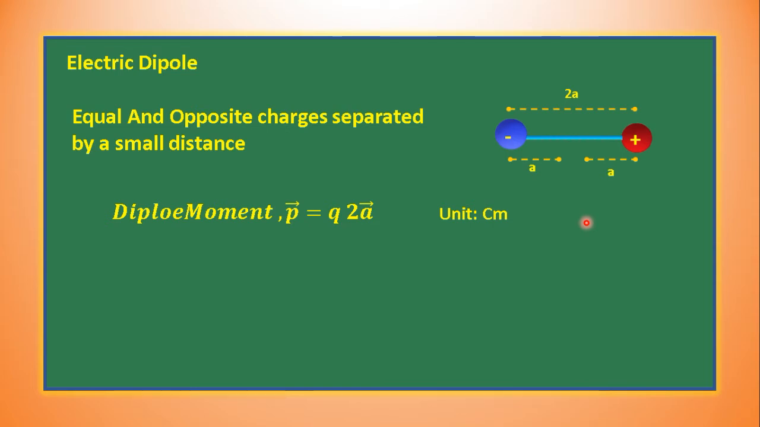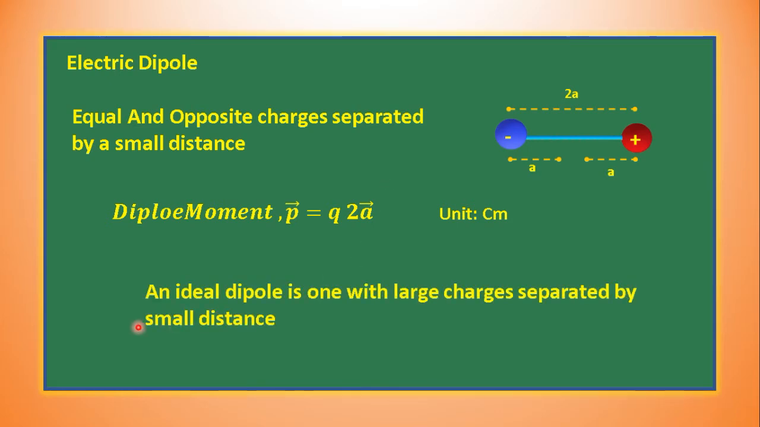In our coming cases, we will deal with an ideal dipole. Dipole ideal ആവാന്ന് പറഞ്ഞാൽ, ചാർജ് വളരെ വലുതാവുക, ലെങ്ത് വളരെ ചെറുതാവുക. An ideal dipole is one with large charges separated by a small distance.